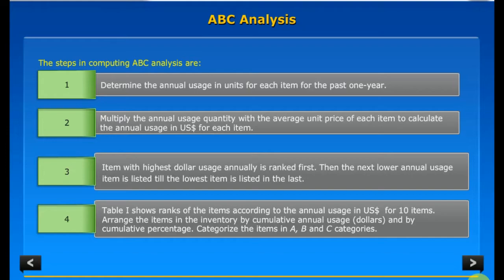Table 1 shows ranks of the items according to the annual usage in US dollars for 10 items. Arrange the items in the inventory by cumulative annual usage dollars and by cumulative percentage. Categorize the items into A, B, and C categories.